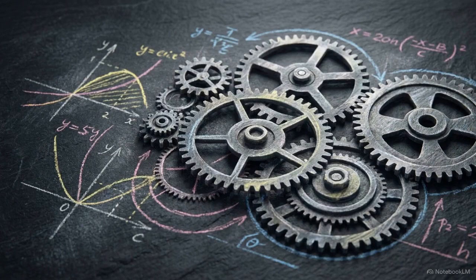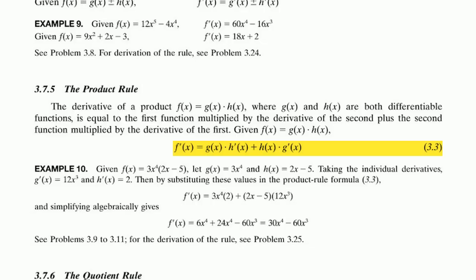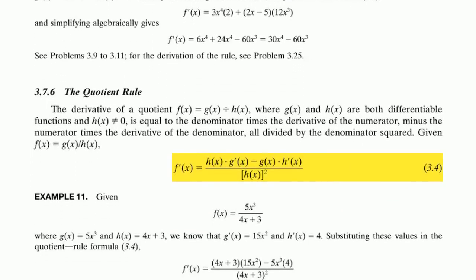These rules handle static values and basic variables, but real-world systems often involve variables that interact with one another. This text outlines the product and quotient rules. When functions multiply or divide, we use these algorithms to track how their combined rates of change evolve.